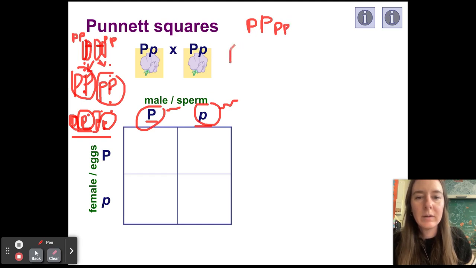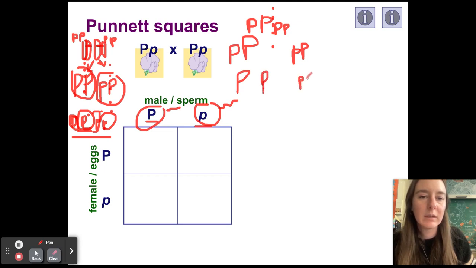Then in meiosis 1, we have one cell over here. The homologous chromosomes are going to separate, capital P and lowercase p, and that's meiosis 1. And then in meiosis 2, now you have capital P and lowercase p. So this is one cell, and one cell.